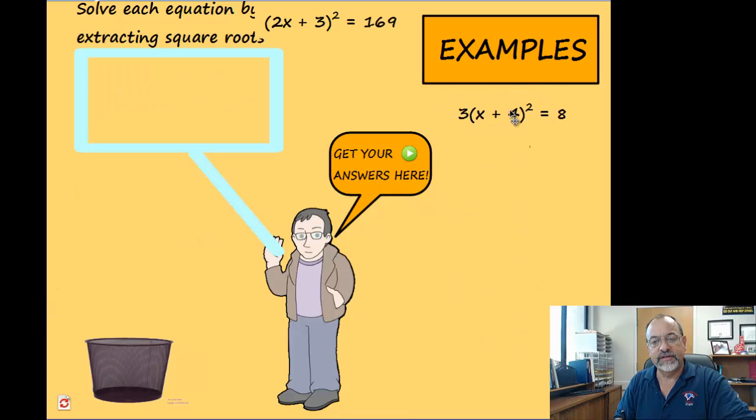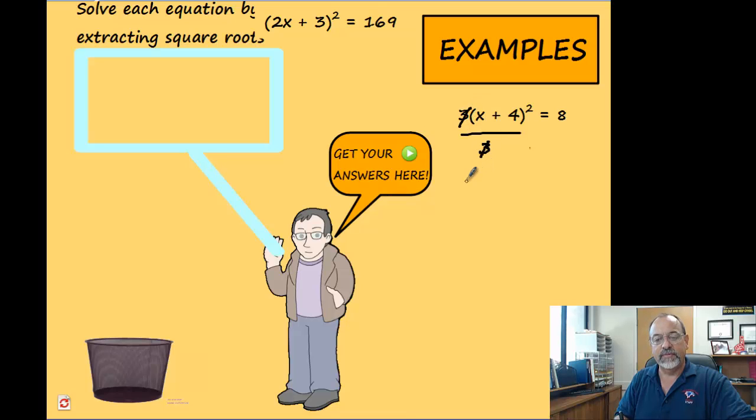So let's do an example that's a little bit more complicated. And in this case, there's a 3 times this. Now, you cannot take the square root of this right now because the 3 is not being squared. So that's going to make that end up being underneath the square root on this side, which we don't want. So what you have to do first is divide by 3.